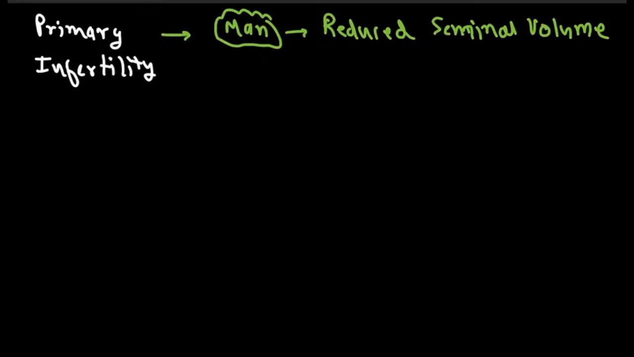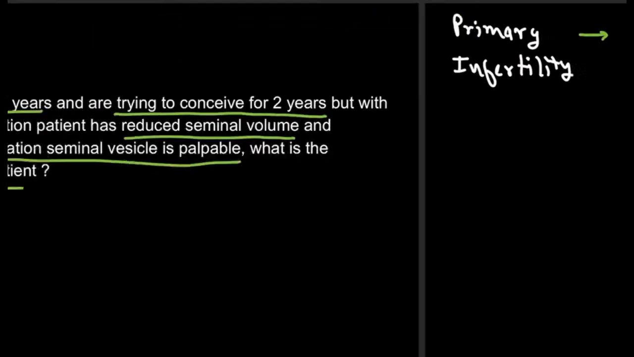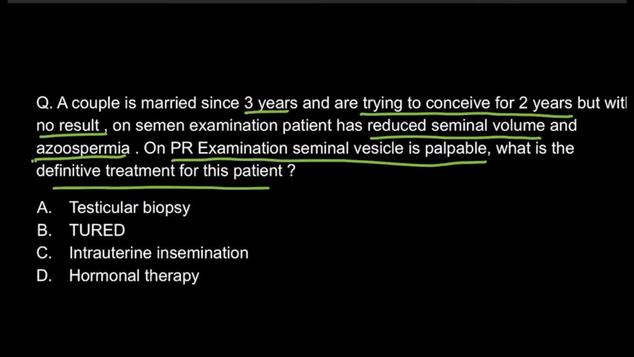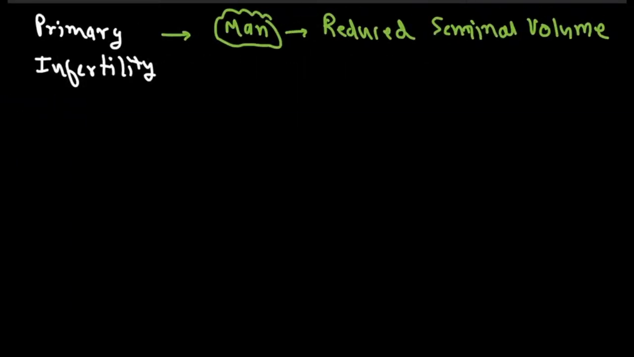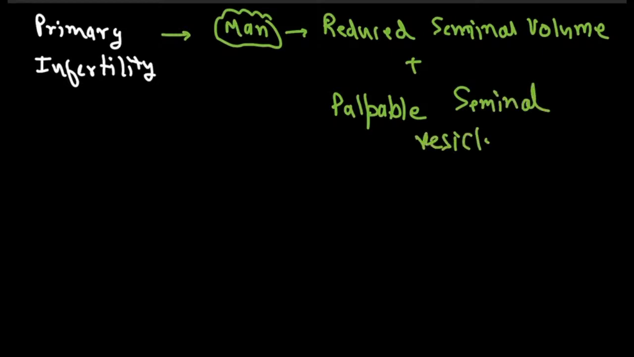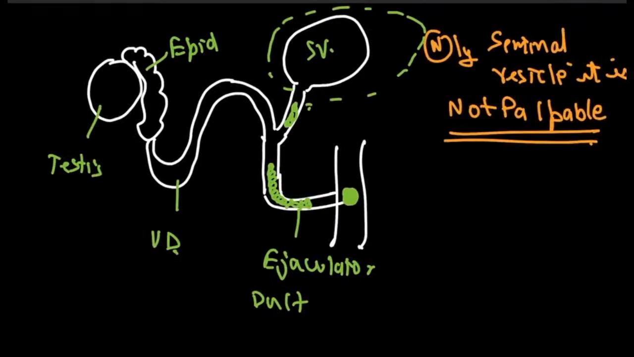So normally the seminal vesicle is not palpable, but in this particular scenario, when you performed a PR examination in this man, the seminal vesicle was palpable. First of all, he had a reduced seminal volume. At the same time, he had a palpable seminal vesicle. So don't you think it is pointing towards the diagnosis of an ejaculatory duct obstruction? Yeah, ejaculatory duct blockage or ejaculatory duct obstruction.